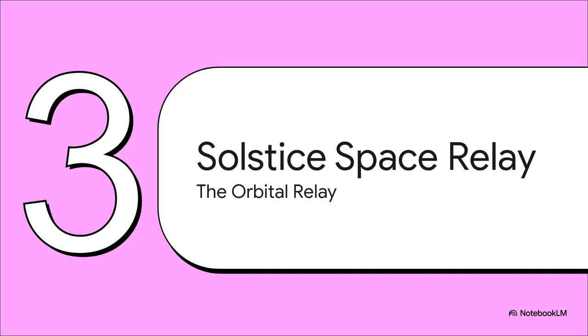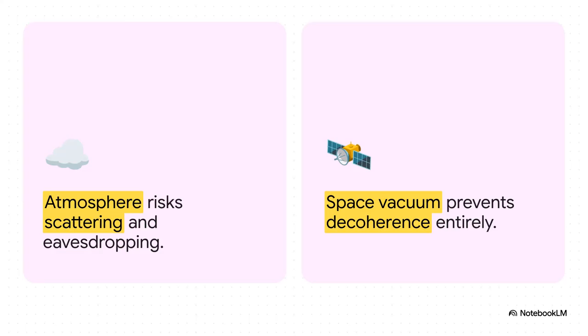Let's move to Section 3, the Solstice Node Space Relay, and see how this builds. Now, you might be wondering, why go through the trouble of sending the signal to space in the first place? Well, it's because the atmospheric boundary layer is an absolute threat to our fragile little package. It's incredibly chaotic, full of scattering risks, and totally opens the door for side-channel eavesdropping. But the vacuum of space? It is the perfect safe haven. Out there in low Earth orbit, there are 0 air molecules, 0 moisture, and absolutely no dust particles to scatter the light or cause decoherence. So by pushing the signal up into space, we basically bypass the messy, dangerous conditions of Earth entirely.